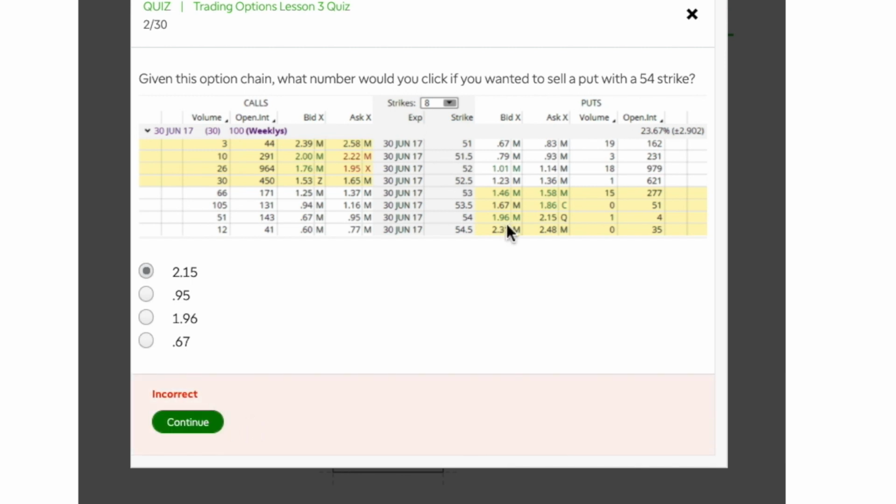The correct answer then is probably 1.96. If they're asking if we want to sell it quickly, then we'd have to bring our sell price down to the bid price as opposed to selling it at this, because right now the buyers are only willing to pay this amount. So I would guess the correct answer is 1.96.